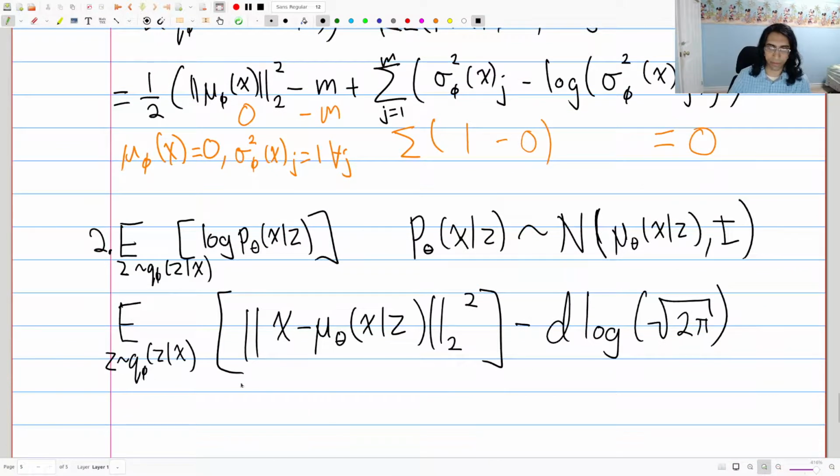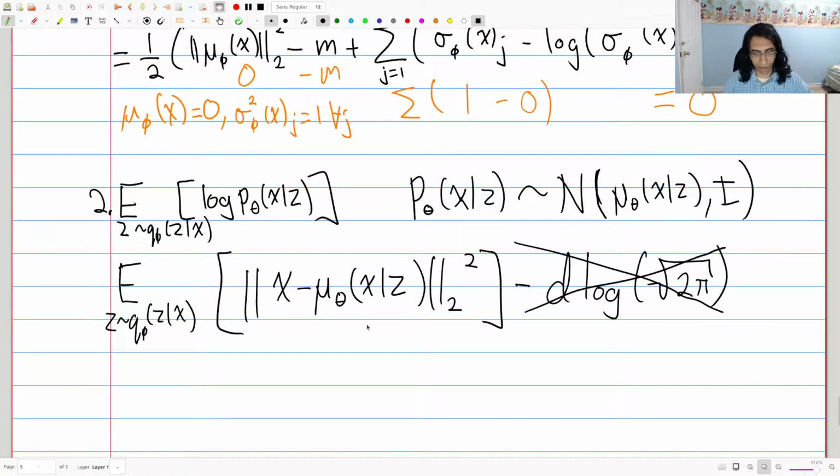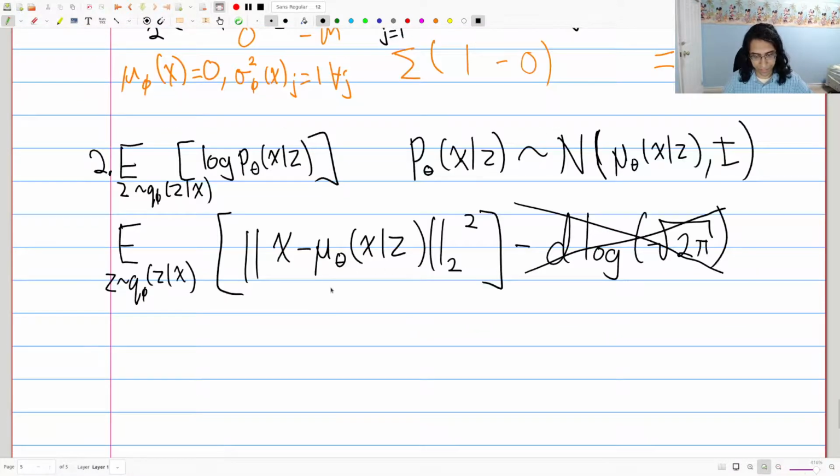So when we're trying to maximize this, note that this latter term is just a constant, so it will not be relevant. We can just totally ignore that in our optimization, and all we have to do is optimize this.